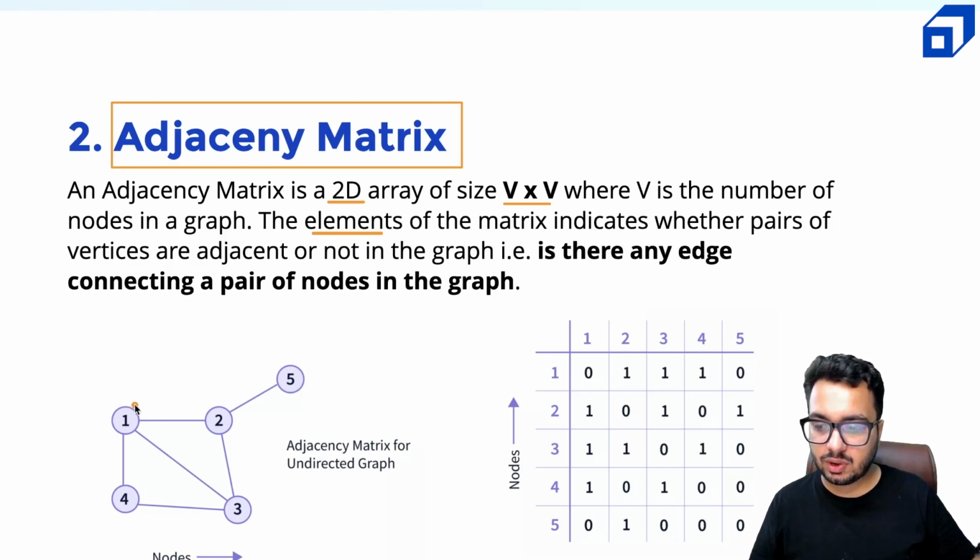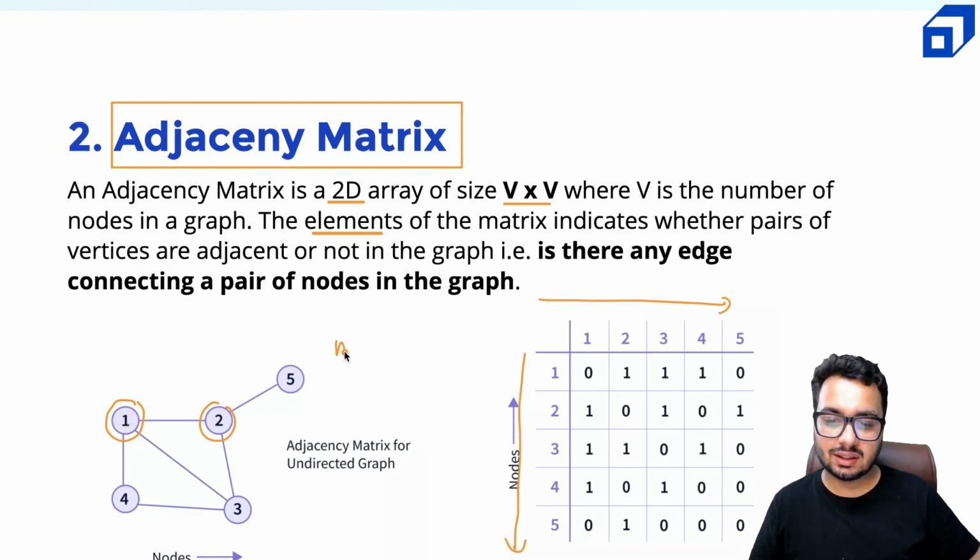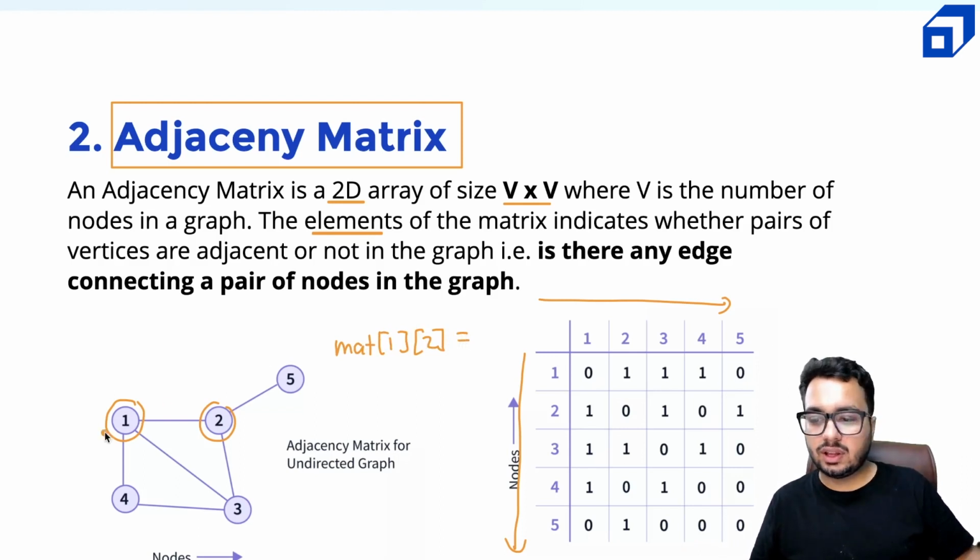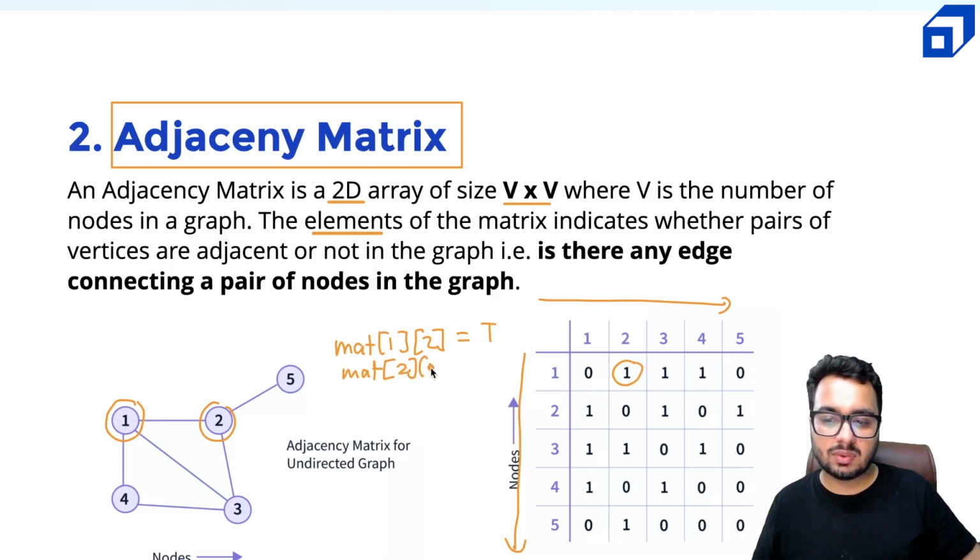Basically, if there is an edge from 1 comma 2, we will have an adjacency matrix. In this case there are 5 nodes, so there is a 5 cross 5 matrix. And there is an edge from 1 comma 2, so we are saying that matrix of 1 comma 2 will be true. If it is an unweighted graph, there is no weight, so I can simply set this edge as true. So 1 comma 2 is true, or it is 1. And similarly, if it is an undirected graph, there is no direction, so matrix of 2 comma 1 is also true.